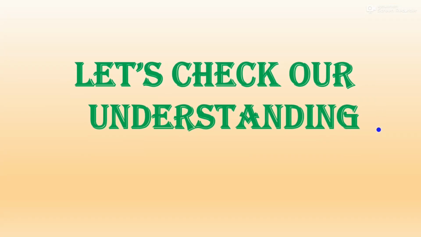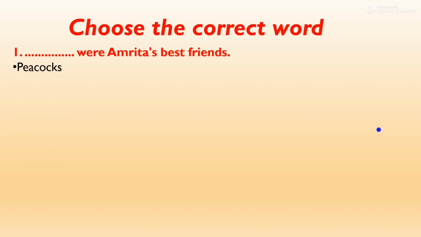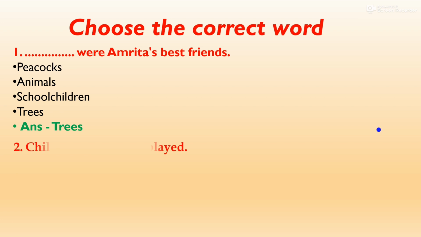Let's check our understanding of what we have learned up to now from the video. Choose the correct word. Now we have some multiple choice questions. Who were Amrita's best friends: peacocks, animals, school children? So trees were Amrita's best friends. So the correct answer is trees.